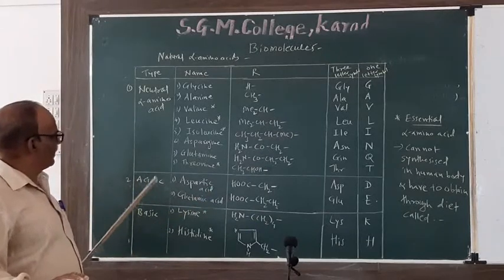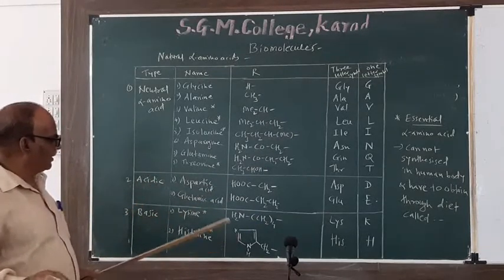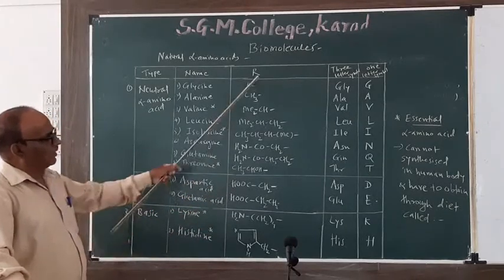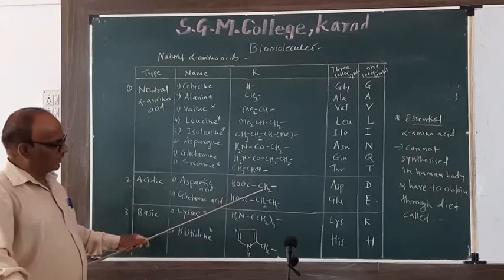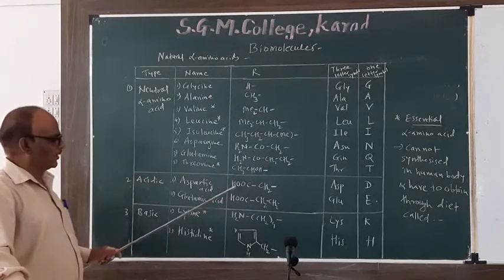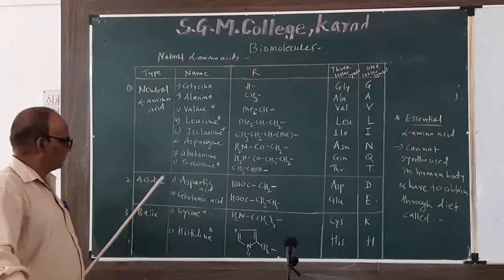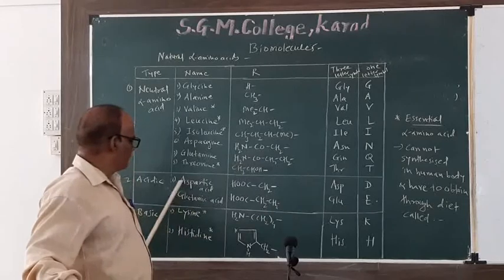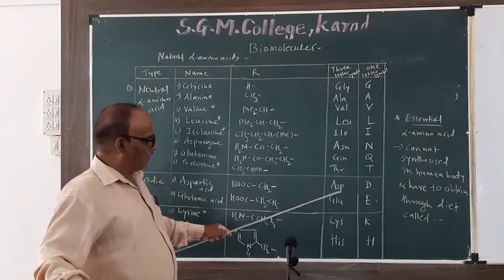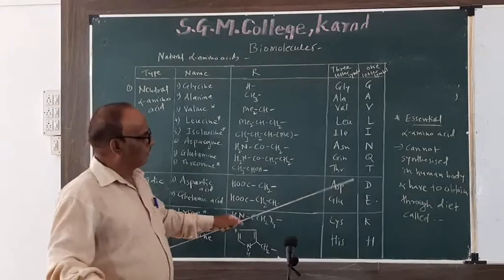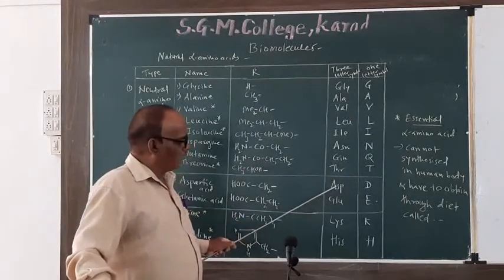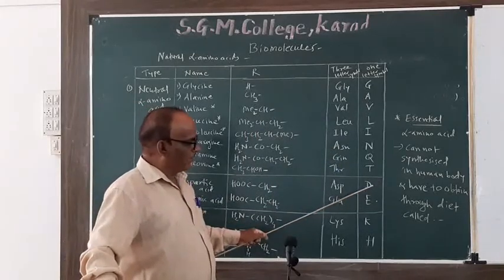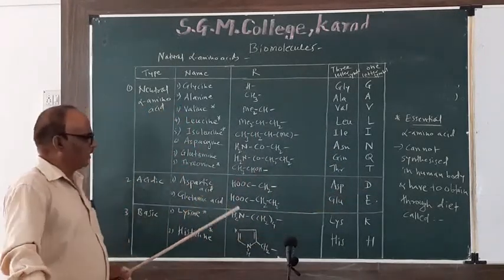Second type is the acidic alpha amino acids. In acidic alpha amino acids there are two examples. Aspartic acid contains R, that is COOH and CH2. Here more COOH groups are present as compared to NH2, so it is an acidic alpha amino acid. The first three letters from aspartic are ASP, the three letter symbol. For the one letter symbol, you do not take A because A is used for alanine. So the next letter, capital D, is used for aspartic acid.